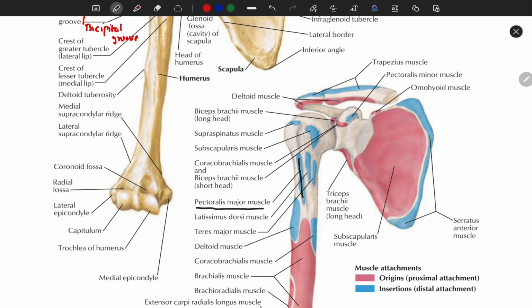You can remember it like this: PLT, from lateral to medial. So these are the insertions: the pectoralis major muscle at the lateral lip, in the floor it is the latissimus dorsi muscle, and at the medial lip it is the teres major muscle. This one you can see, it is the teres major muscle.